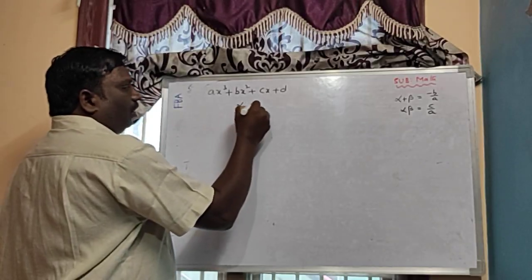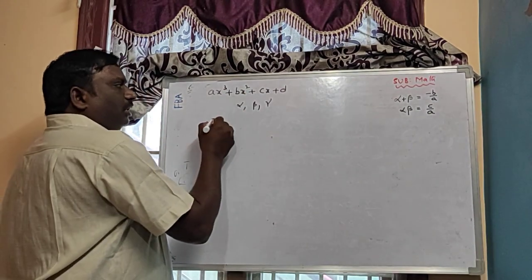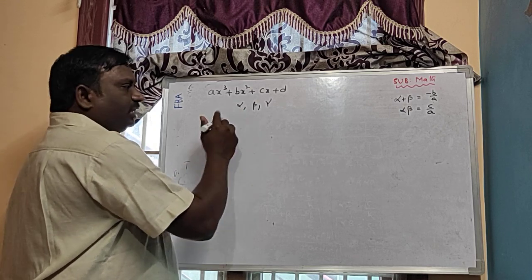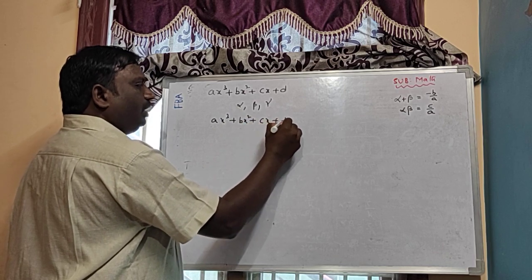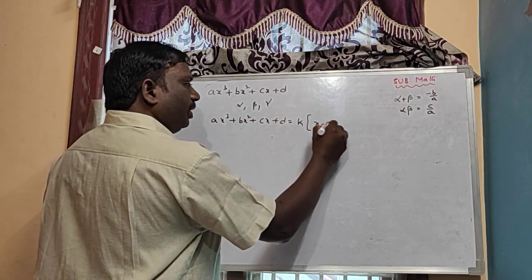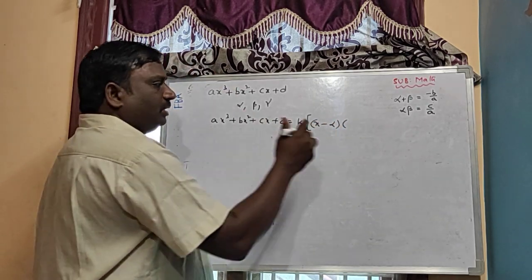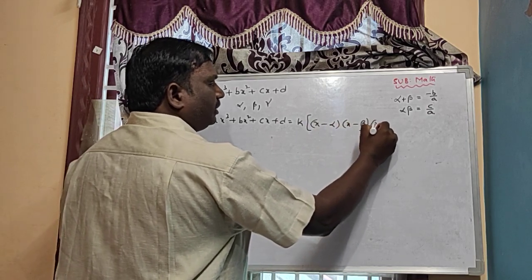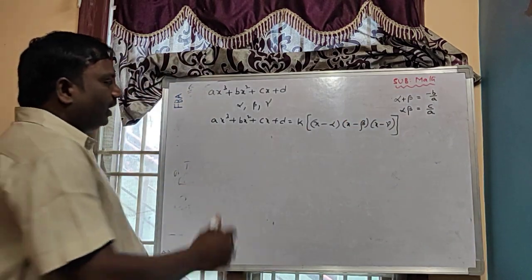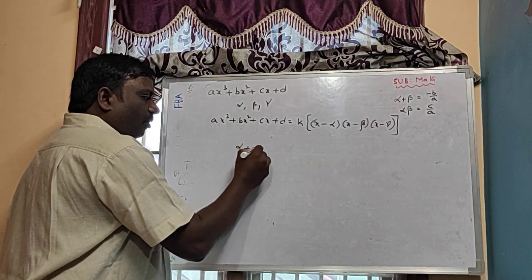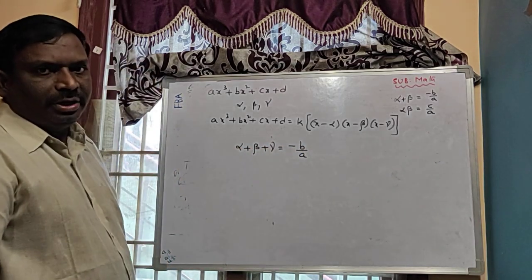Let the zeros be alpha, beta and gamma. Then the three factors are x minus alpha, x minus beta and x minus gamma. So ax cube plus bx square plus cx plus d equals k into x minus alpha, x minus beta and x minus gamma, according to the factor theorem. Already we have learned this factor theorem in 9th class. When you multiply and compare the coefficients, finally you will get the sum of the zeros, alpha plus beta plus gamma, equal to minus b by a.